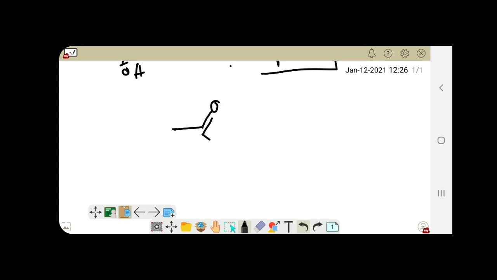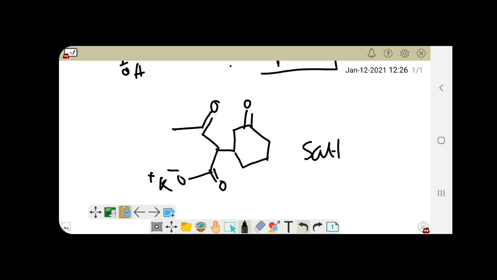So the final product here would look like this. It would be a salt of a carboxylic acid, most favorably a beta keto acid here. So a salt of a beta keto acid with a side ring attached to it with a ketone group here. Now what happens is that we do the acidification process. It is a salt of a carboxylic acid.